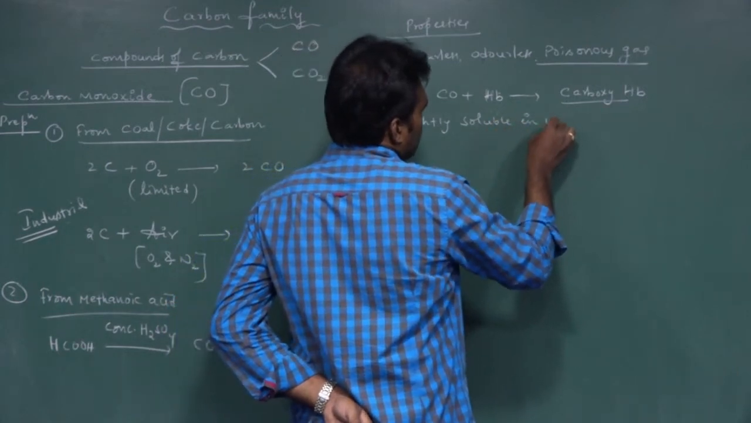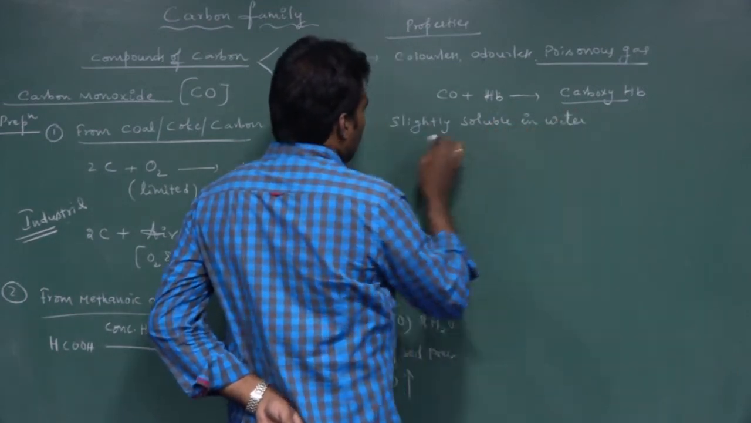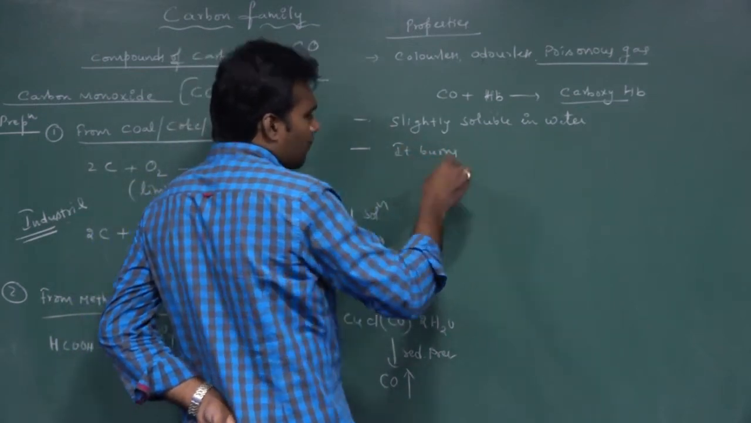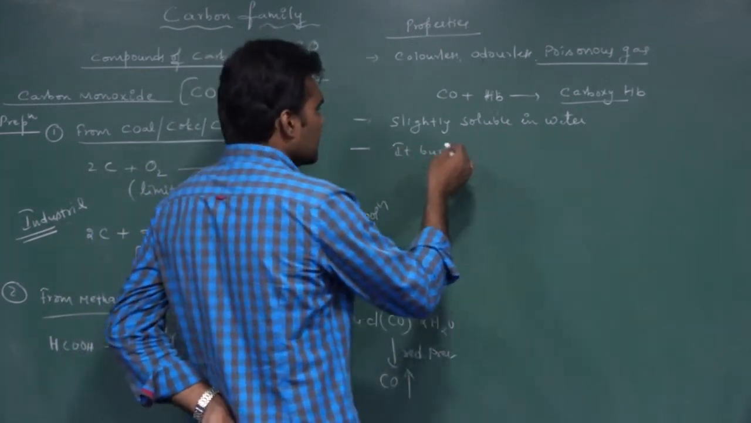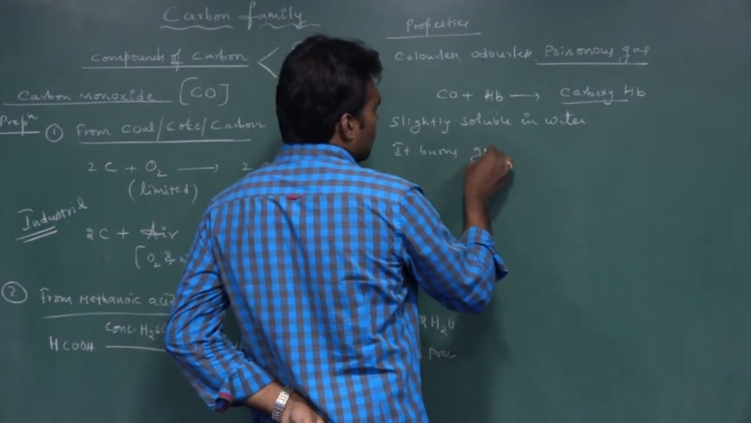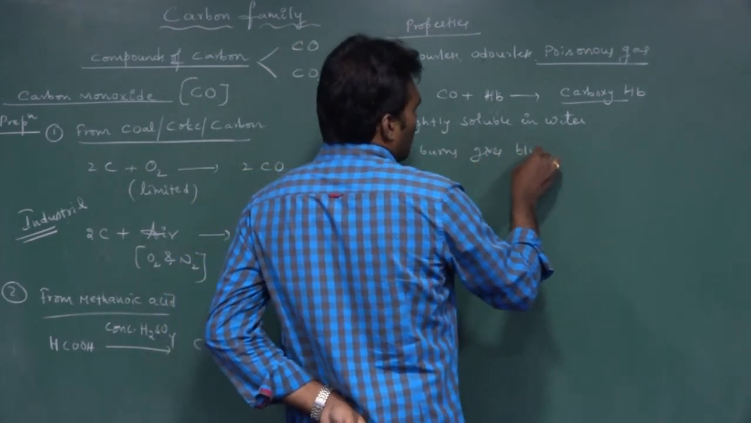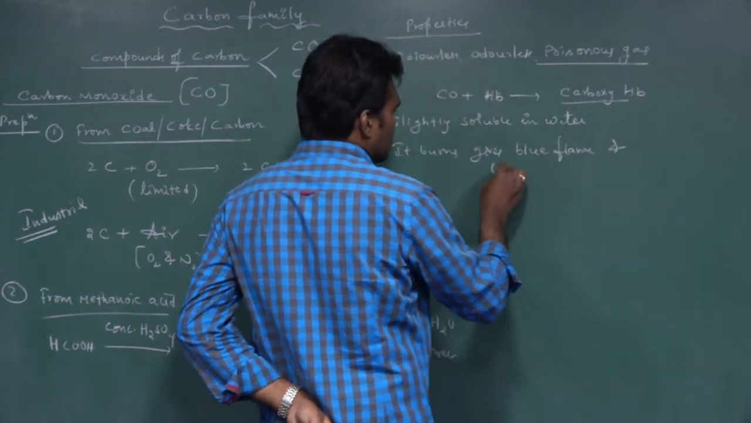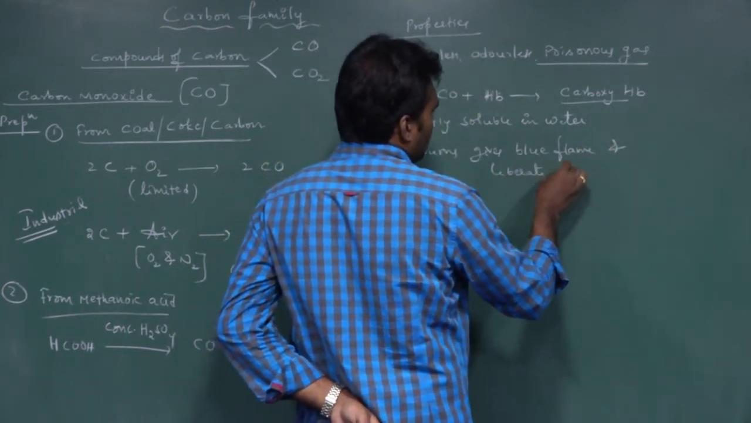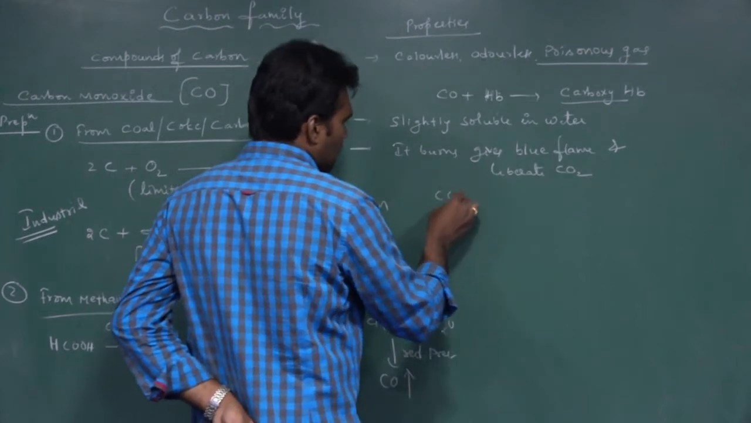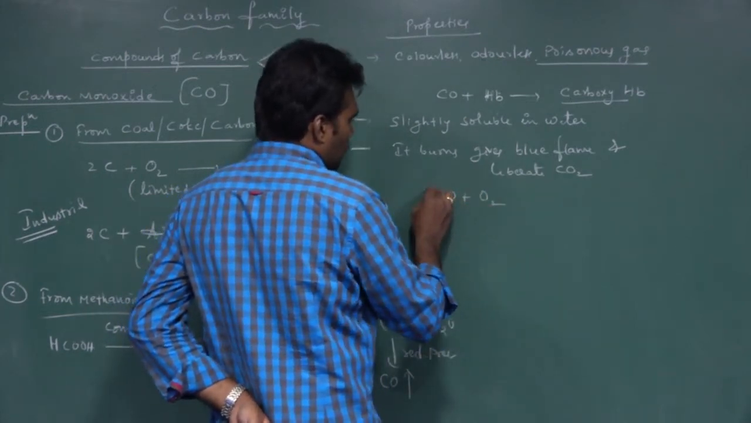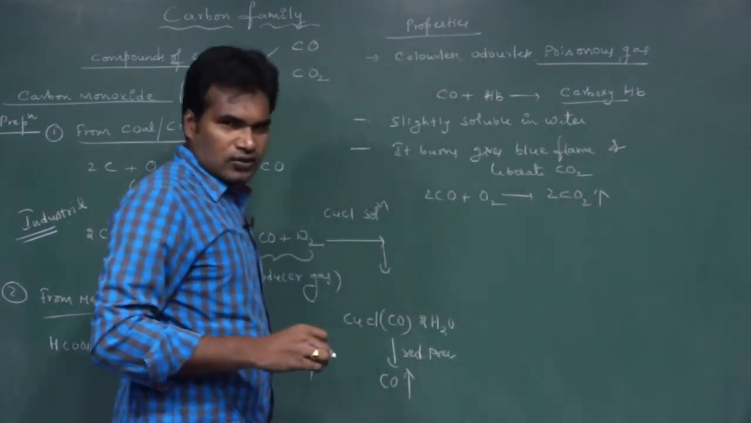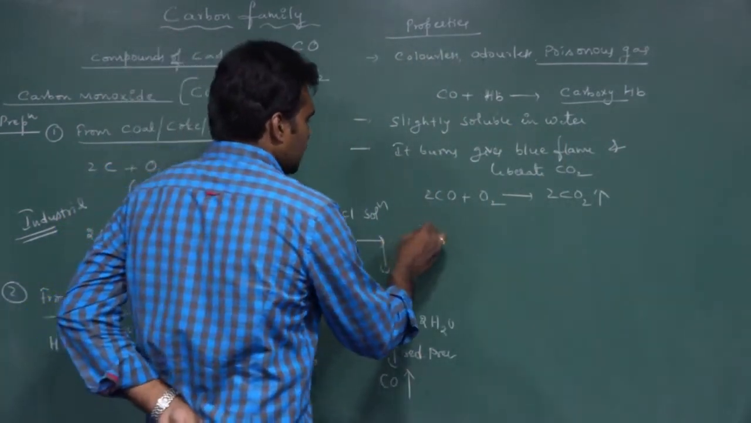It is slightly soluble in water. Next one, if you burn this carbon monoxide, it burns with a blue flame and liberates CO2 gas. For example, CO plus O2, on burning we get CO2. So this is burning or heating.